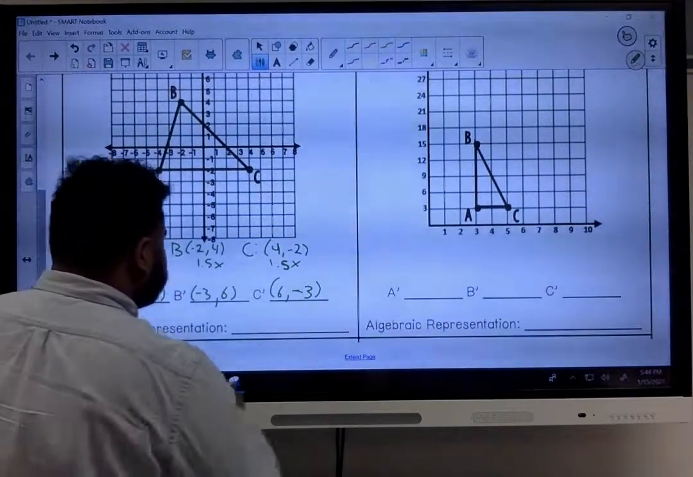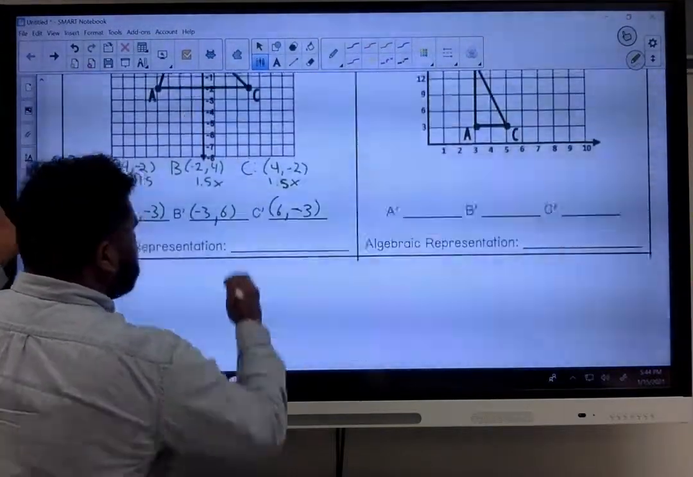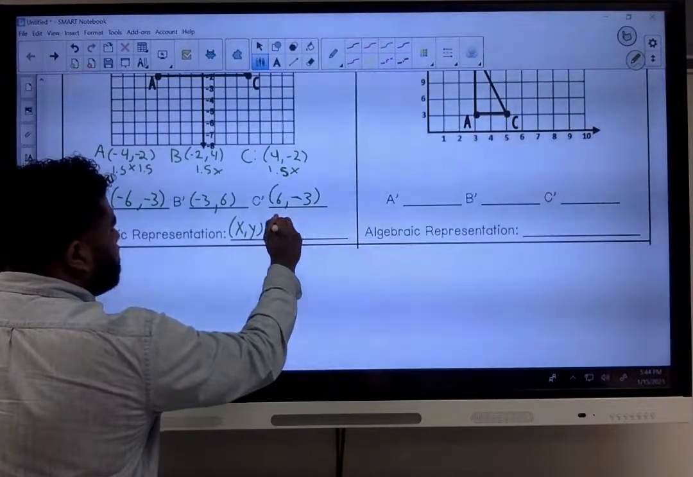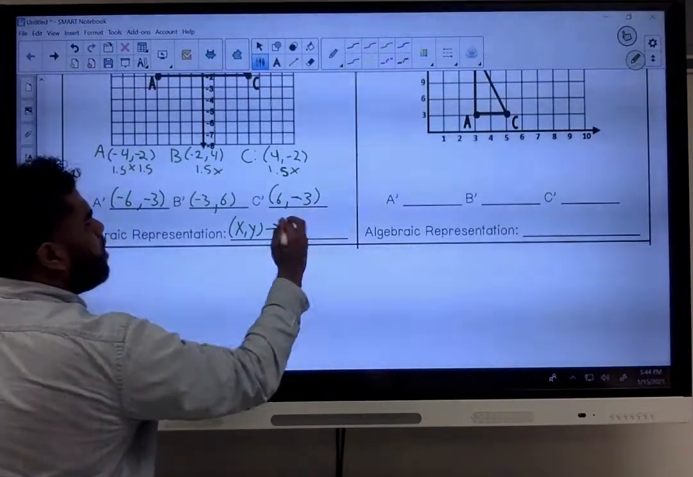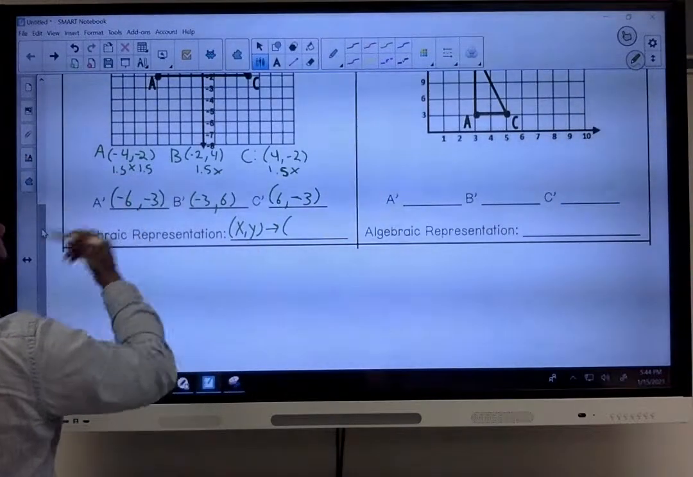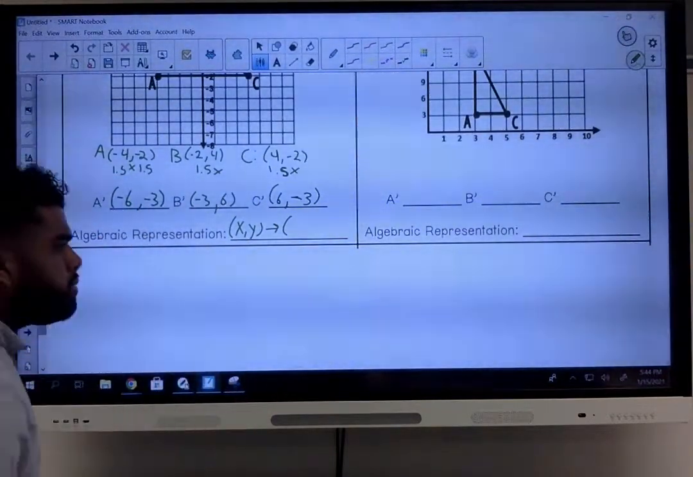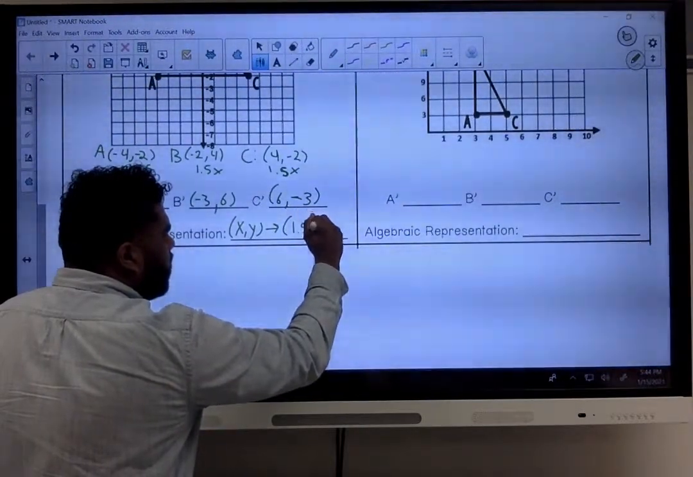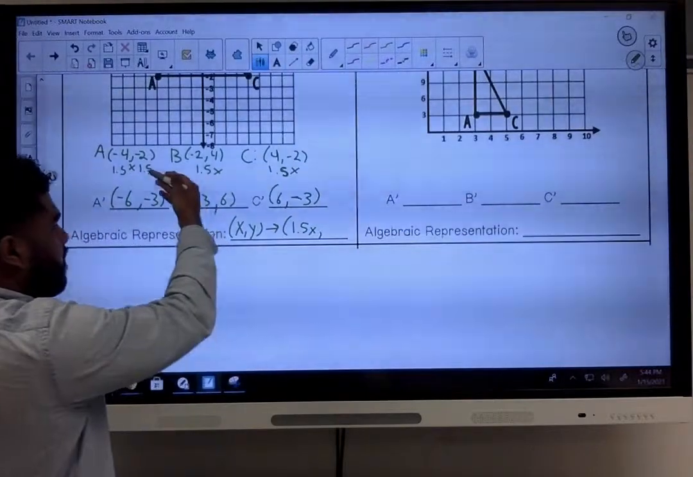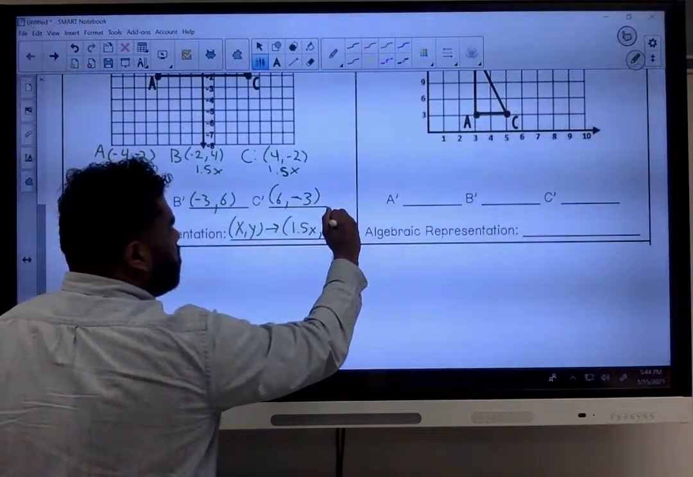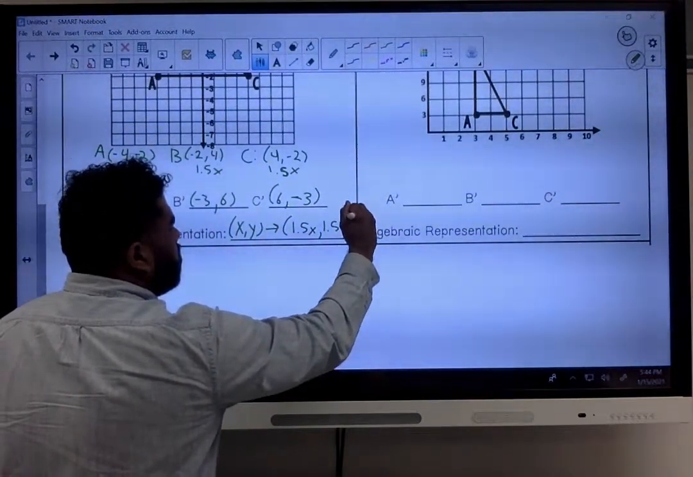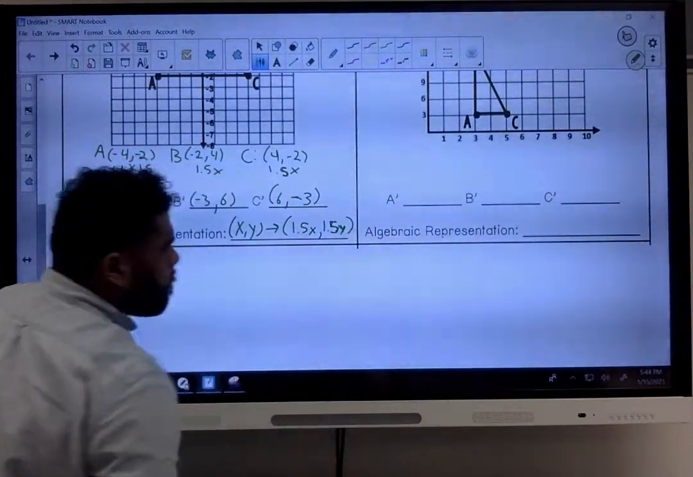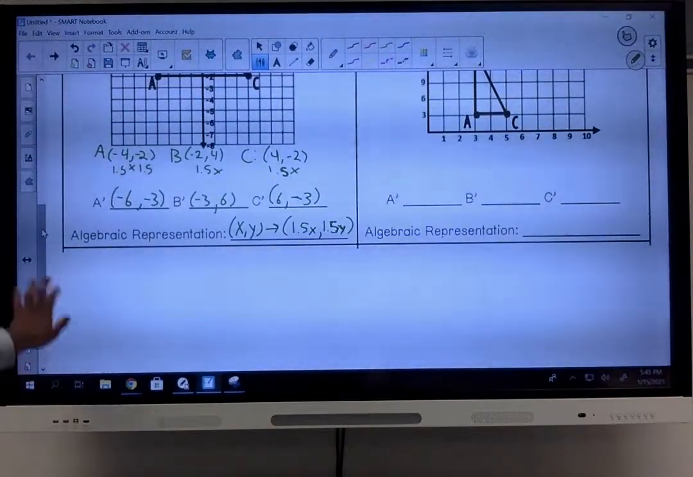And the algebraic representation always starts out with x and y in the parentheses. That arrow tells me that a transformation is happening. And what happened? How did we get from -4 to -6? Well, we multiplied that x value by 1.5, and we multiplied the y values by 1.5 as well. So that's the algebraic representation.